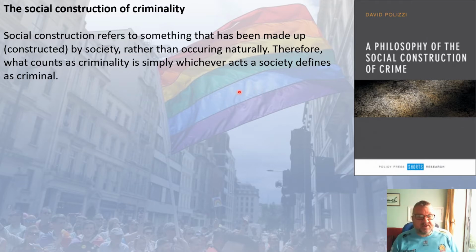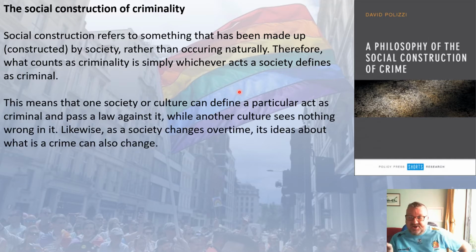So basically, from a criminological point of view, what counts as criminality is simply whatever acts a society deems to be criminal. So what this means is that one society or culture can define a particular act as criminal and pass a law against it, while another culture could see absolutely nothing wrong with that specific act. Likewise, as societies change over time, ideas about what crime is can also change.